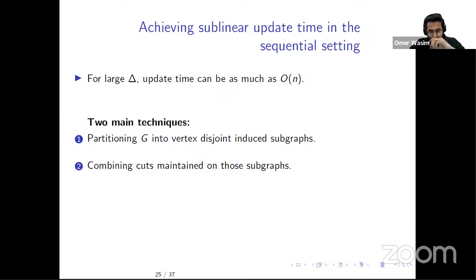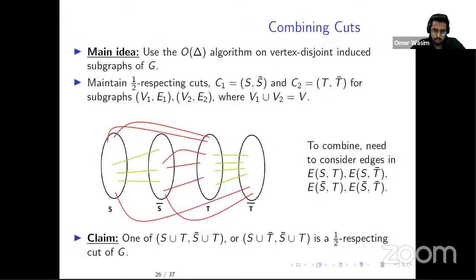So if we want sublinear update time in the sequential setting, we note that for large delta, the update time can be as much as O of n, which is no good. The two main techniques that we use to improve this update time beyond delta is that we partition G into vertex disjoint induced subgraphs. We separately maintain half respecting cuts on them, and then we combine those cuts. But to do this, we would additionally need to maintain the edge counts between the respecting cuts that we obtain on those two vertex disjoint induced subgraphs.